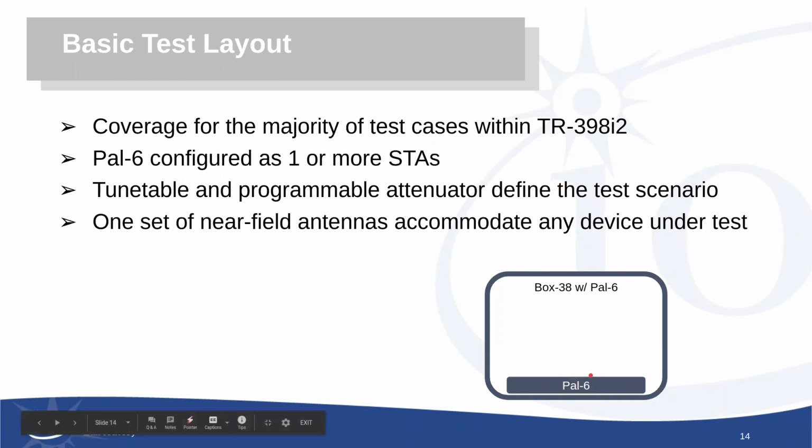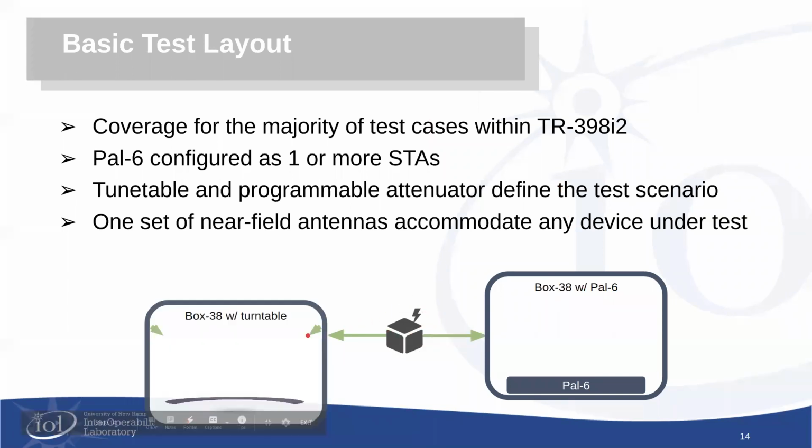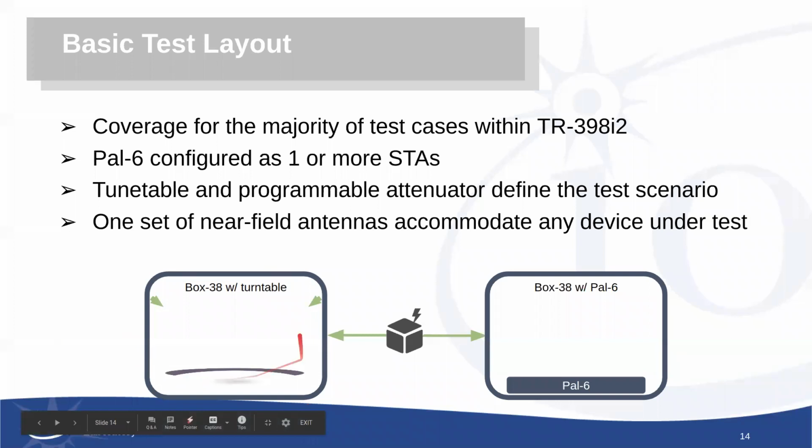That device is really emulating the stations. We're controlling that to be basically one or more devices. We've got that programmable attenuator. And then we've got the box with the turntable and those near field antennas. And then last but not least, we bring the device under test right into that chamber. So with the turntable and the programmable attenuators, that's building up that RF test scenario, or what we would describe as the scenario that we're under test.